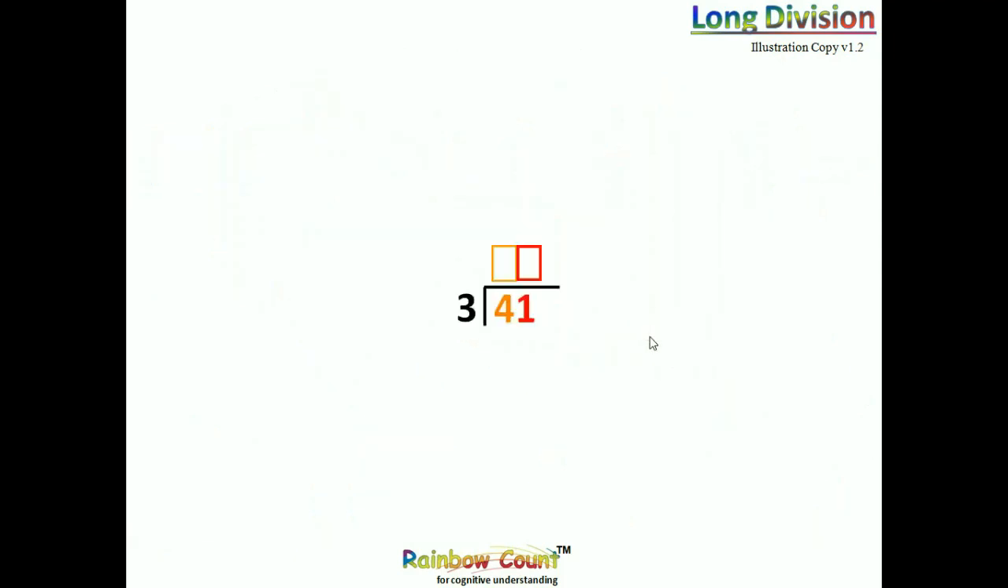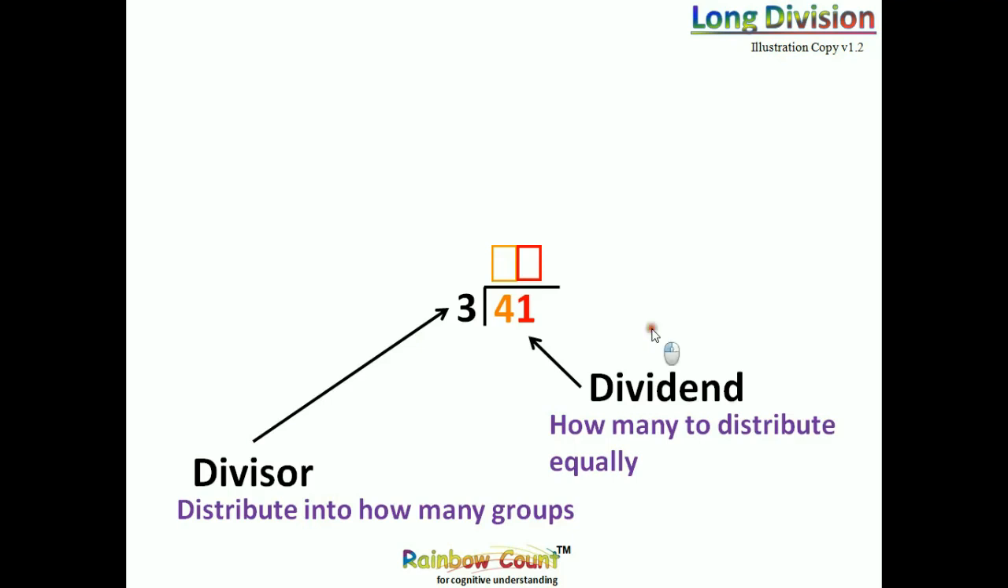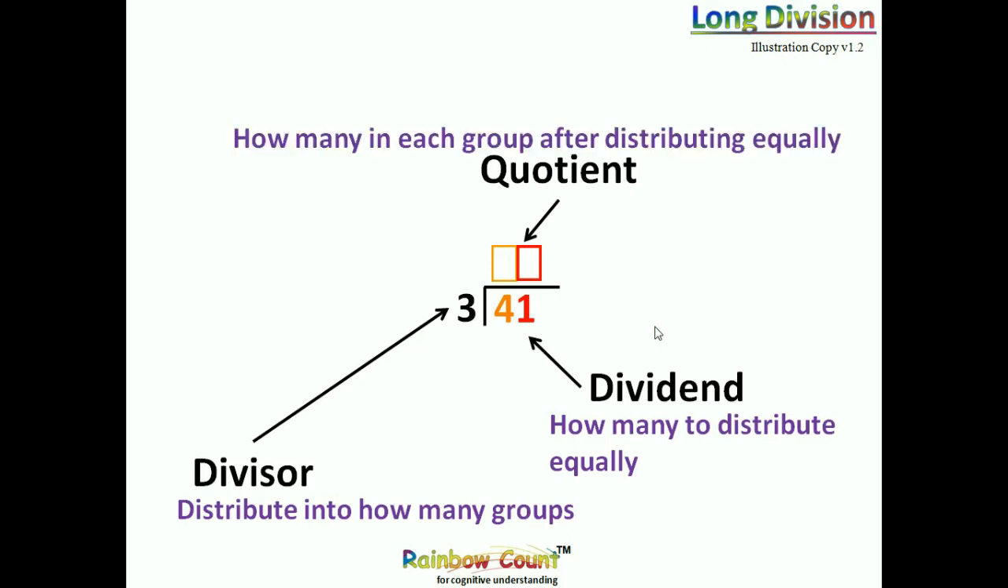Division is distributing the dividend equally among the divisor. The best way to explain is to use an example: 41 divided by 3. 41 is the dividend. Simply means how many to distribute equally. 3 is the divisor. Simply means distribute into how many groups. And the result of the division is called quotient. Simply means how many in each group after distributing equally.